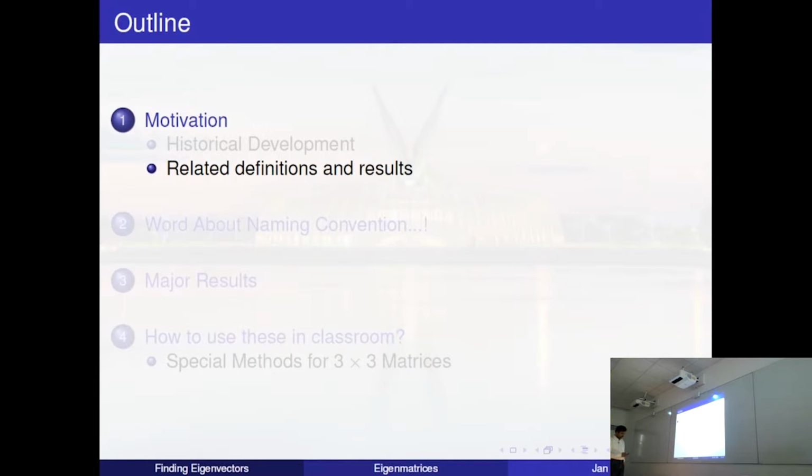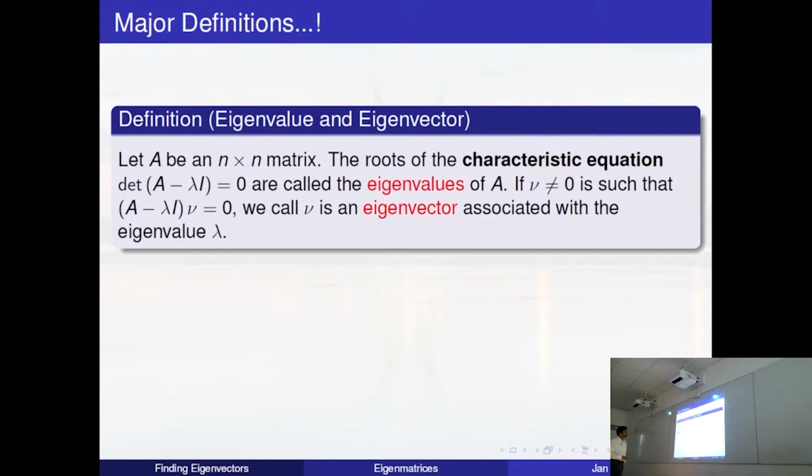Okay, so let's look at some related definitions before we move on. So, what is an eigenvalue? An eigenvector? Let A be an n by n matrix. The roots of the characteristic equation, which is the determinant of A minus lambda I equals 0, are called the eigenvalues of A. And then if you can find a non-zero v such that (A minus lambda I) times v equals 0, we call that the eigenvector corresponding to the eigenvalue lambda. So normally the eigenvalue and the eigenvector go as a pair. So we call it an eigenvalue-eigenvector pair.